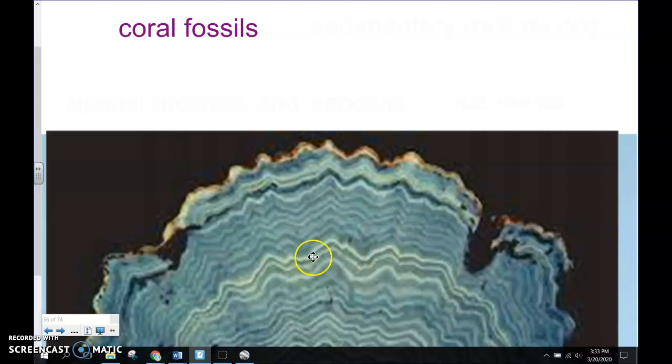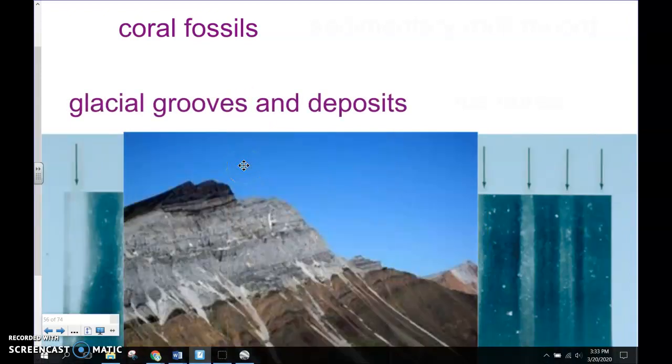But we can look at those and see how the fossils were living, what was happening at that time, what kind of deposits there were there. So the other one would be glacial grooves and deposits. We've already talked about glacial grooves.